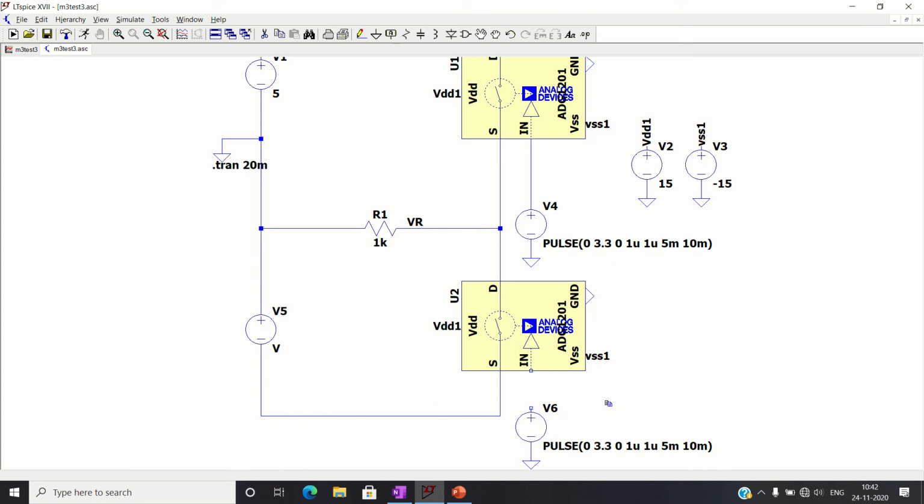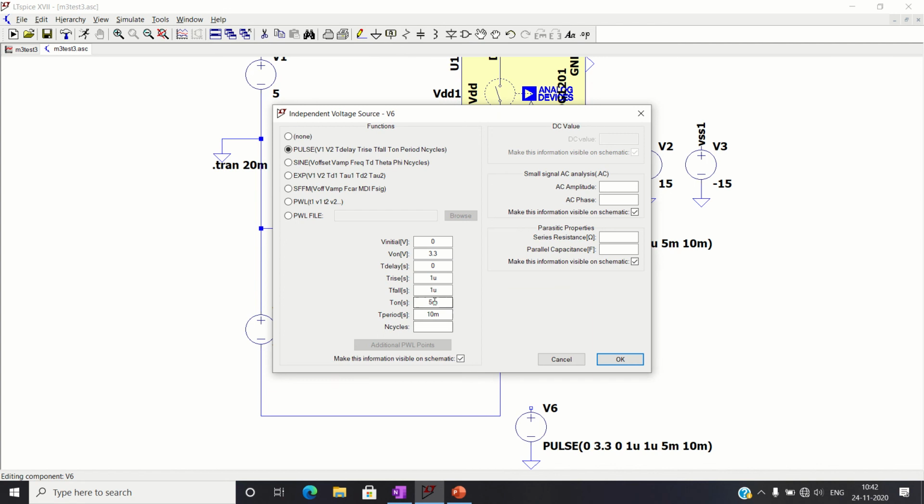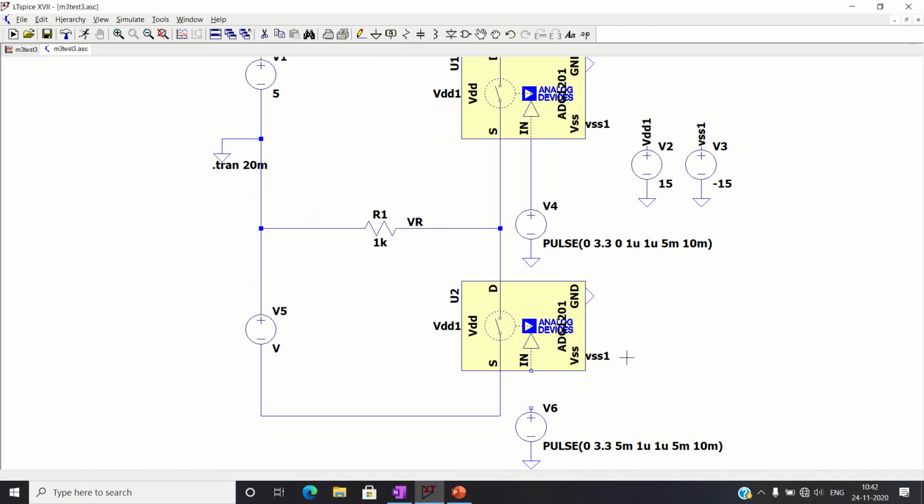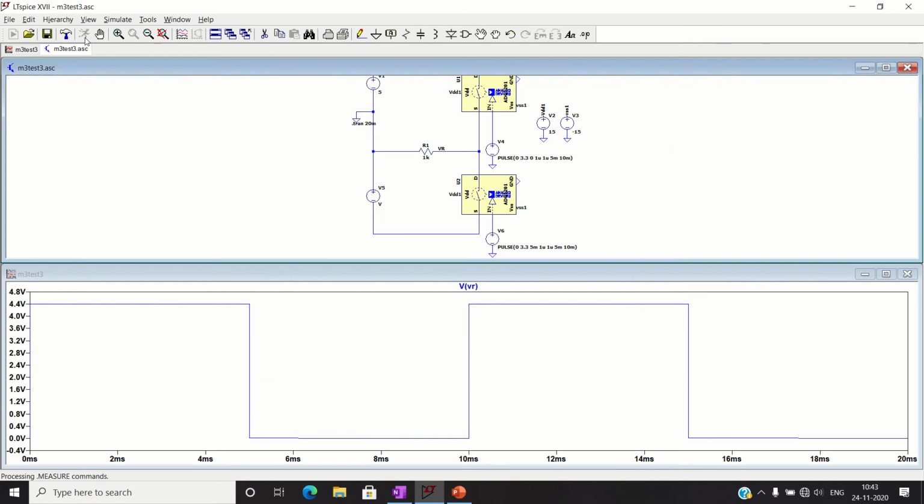I copied this pulse source downside. The only thing I will change is I will add a delay here, so that both my switches are not turning on at the same time; they will turn on alternatively. Now we will observe. Save this and run.